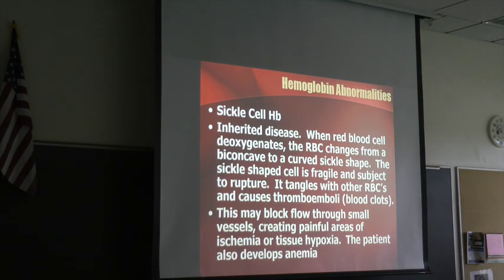So another hemoglobin abnormality is sickle cell hemoglobin. This is an inherited disease. When the red blood cell deoxygenates, the red blood cell changes from a biconcave to a curved sickle shape. The sickle-shaped cell is fragile and subject to rupture. It tangles with other red blood cells and causes thromboemboli, which are blood clots. This may block flow through small vessels, creating painful areas of ischemia or tissue hypoxia. The patient also develops anemia. So treatment is blood transfusion.